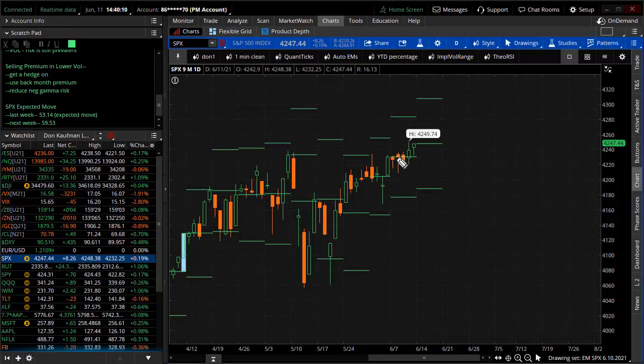But wait, there's more. You've actually got approximately 3 weeks that we haven't even tagged the upper or lower edge of the expected move. That, people, is statistically significant. This next week of trade, the expected move is going to go up. It goes from $53 in this past week of trade and actually jumps to $59.53.